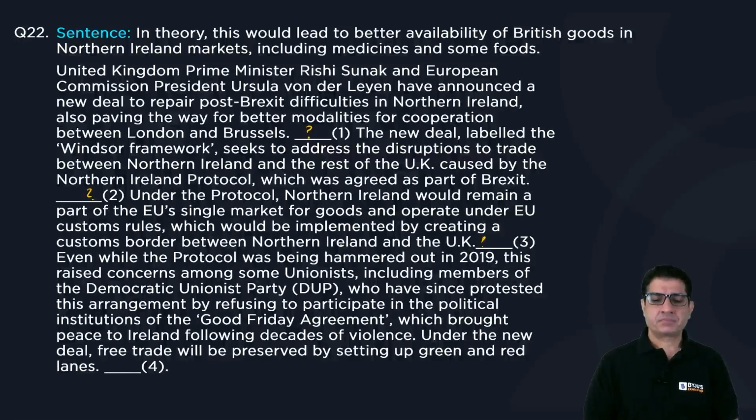Right. So if I read this sentence and the paragraph, I know that this given sentence cannot come before the introduction of the new deal. Right. So when you say in theory this would lead to better availability of British goods, you'd like to talk about this deal first. It's only then that you talk about the benefits or the advantages. So first is ruled out.